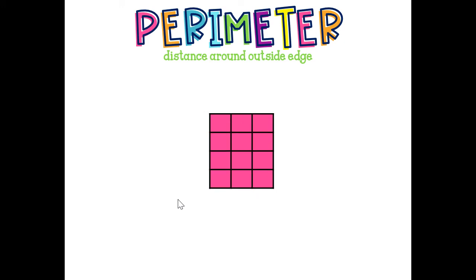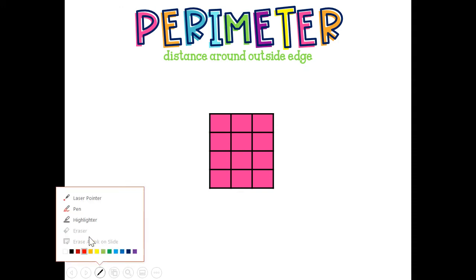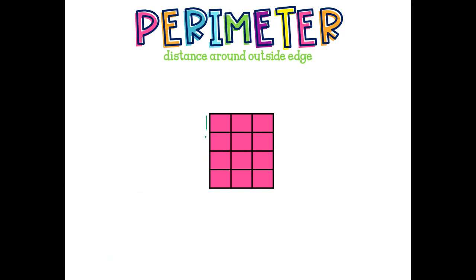Let's solve this problem. Pause the video to see if you can figure out the perimeter of this shape. Remember, perimeter is the outside edge. Let's use our pen to help us find how tall this rectangle is. 1, 2, 3, 4. It is 4 squares tall. Now let's count the top. 1, 2, 3. It's 3 squares wide.